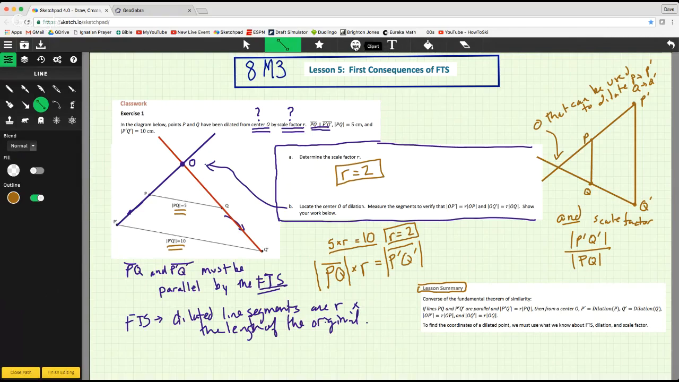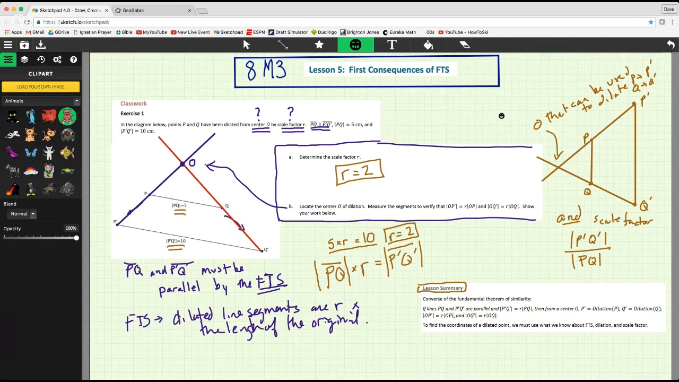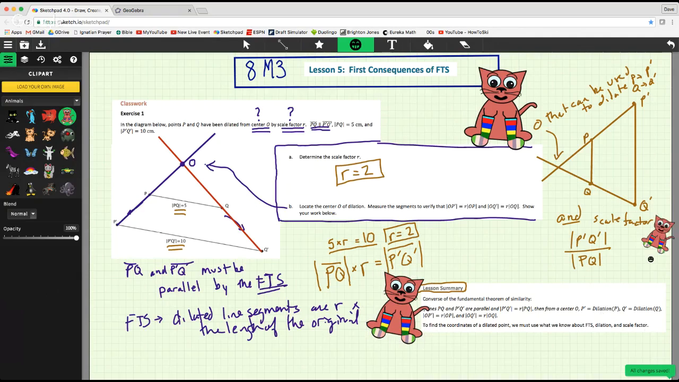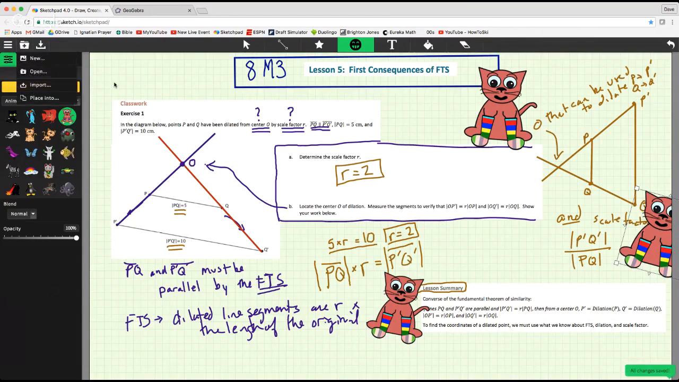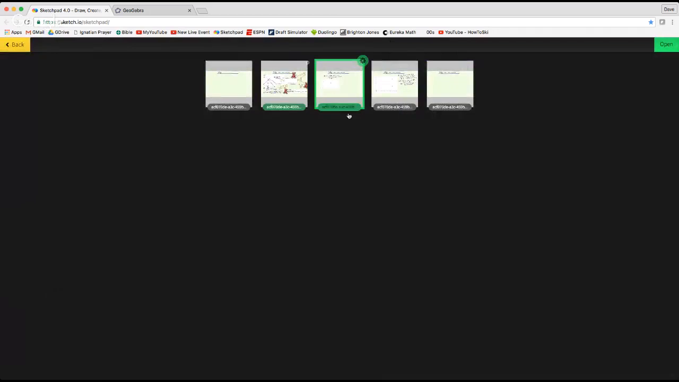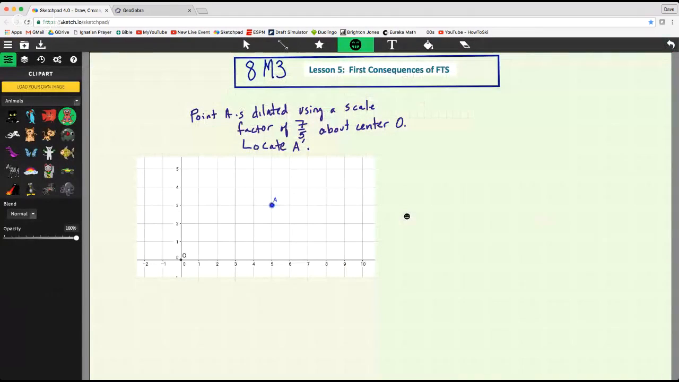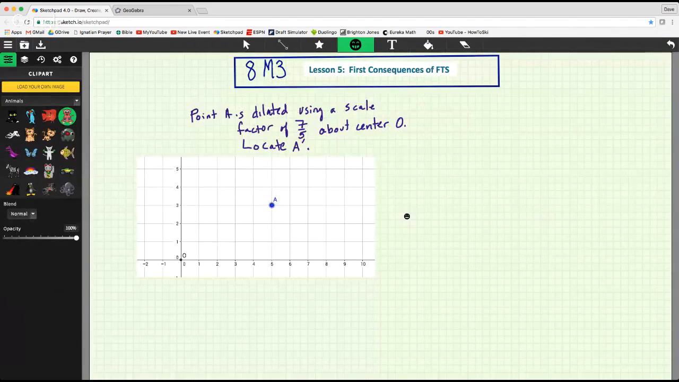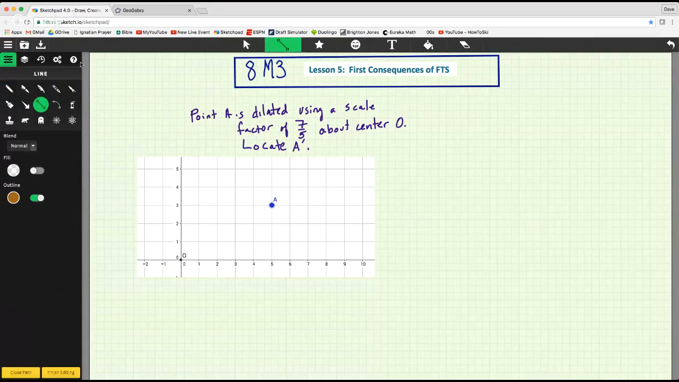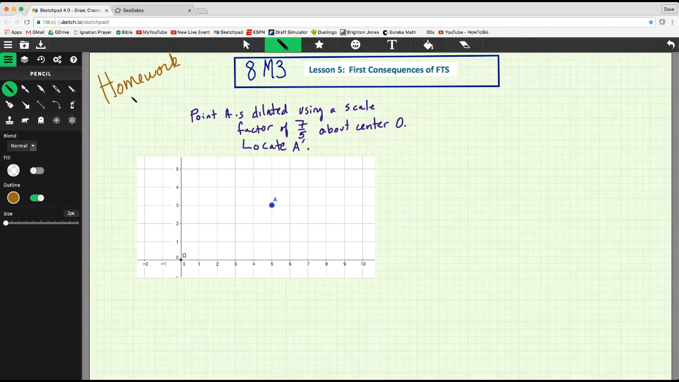Okay, so let's put a bow on that one. Big happy cat. And let's move on to two problems that are similar to problems that you're going to see on your homework. So I'll write that up there. This is homework help.